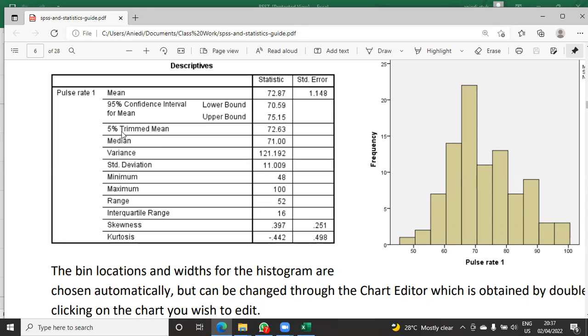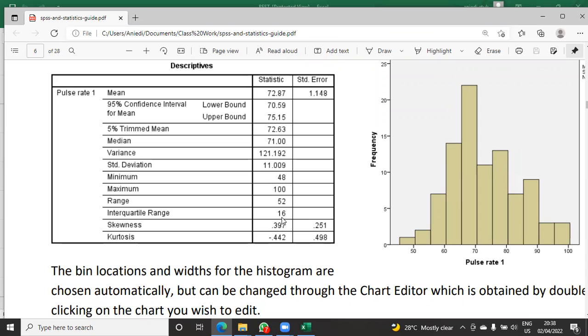Now, the 5% trimmed mean is 72.63. The median is 71. And this is the statistics obtained: the variance, the standard deviation, 11 point something. The minimum of the pulse is 48. The maximum of the pulse is 100. The range is 52 between the minimum and the maximum. The interquartile range is 16.